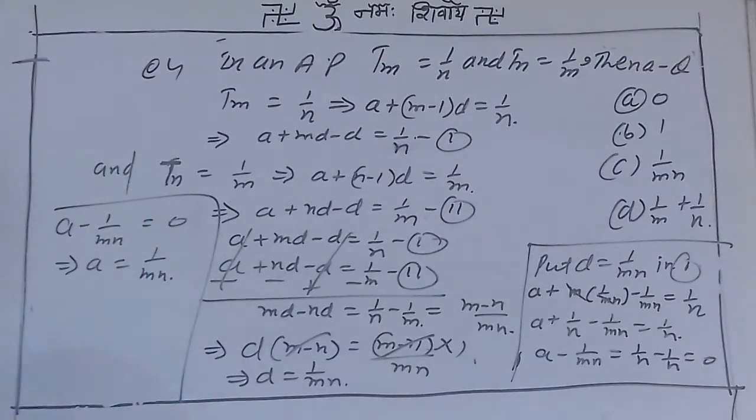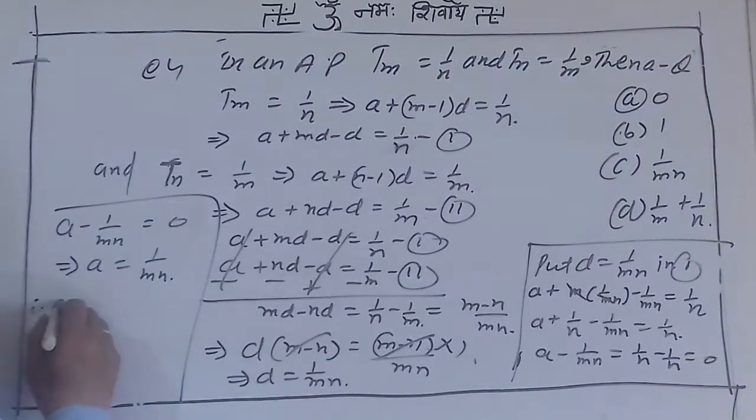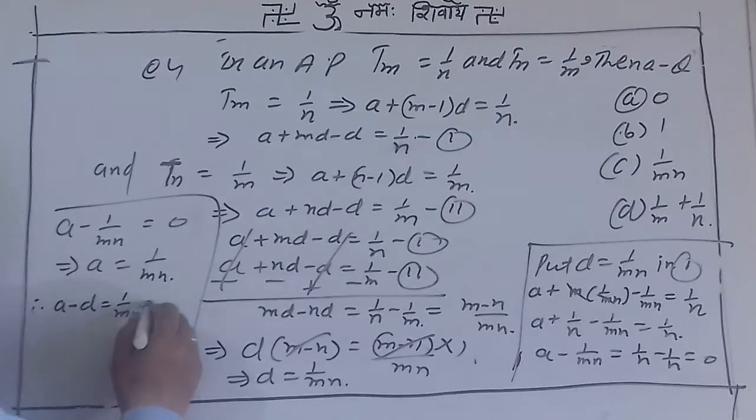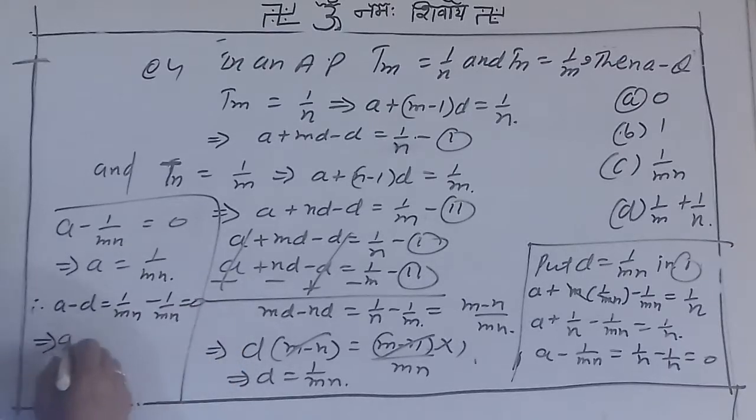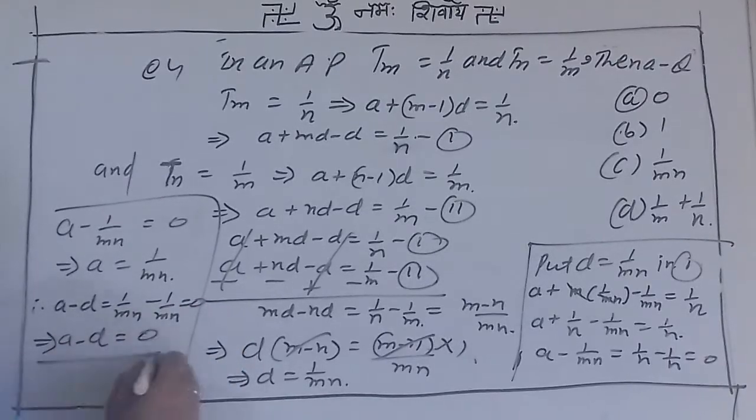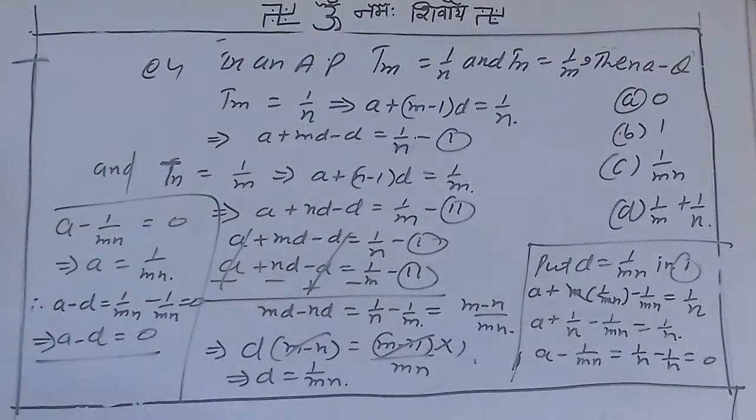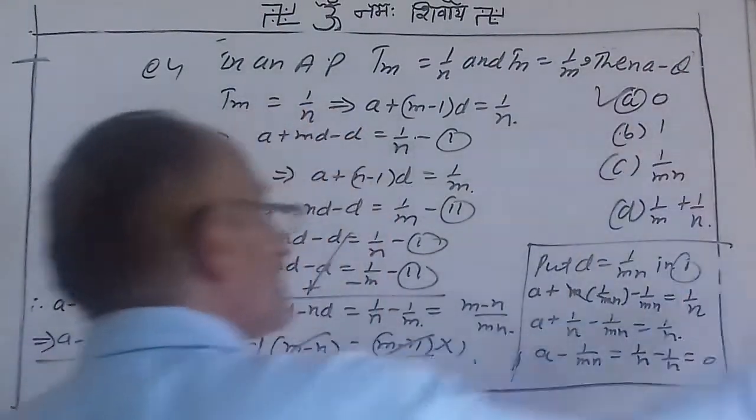Then we have to find a minus d. Therefore, a minus d is equal to 1 upon mn minus 1 upon mn, which is equal to 0. This implies a minus d is equal to 0. Our answer is the first option.